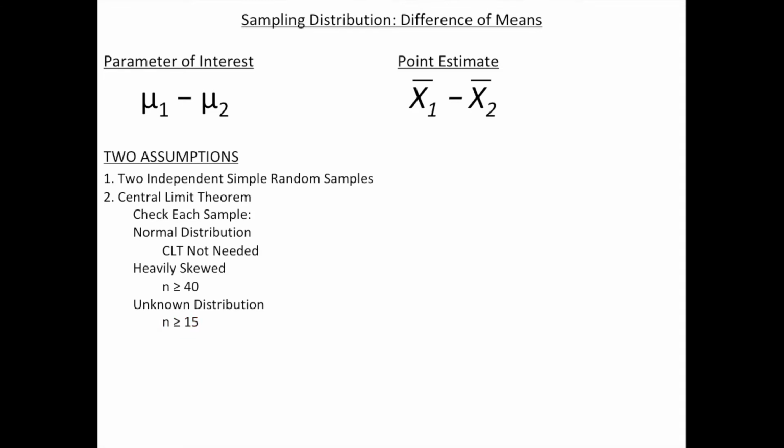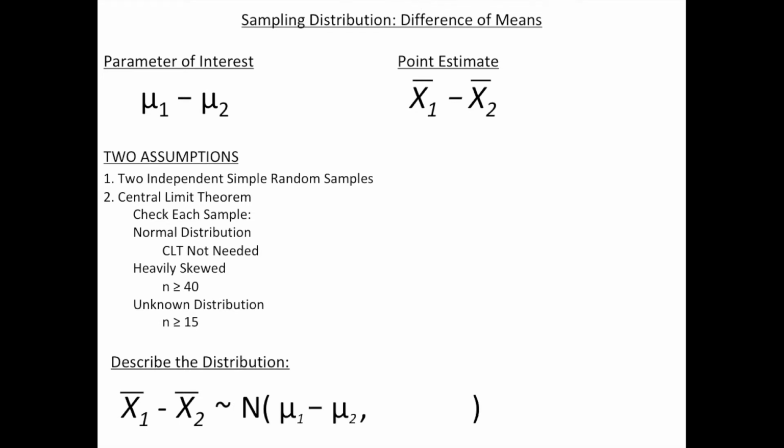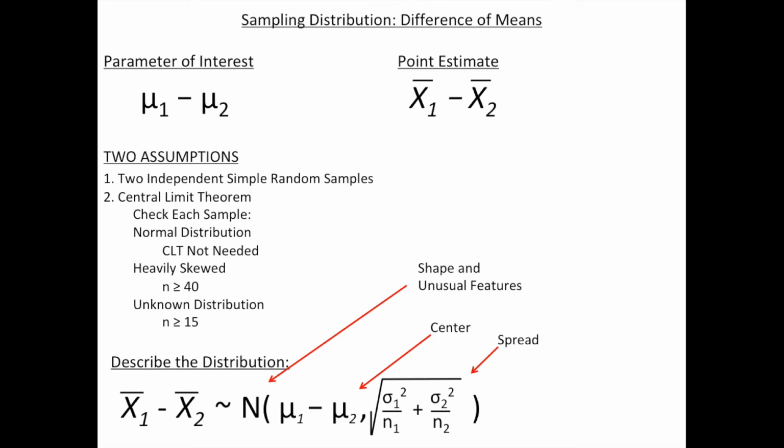Once your assumptions are satisfied, you can then describe the distribution. We use the notation that the point estimate is distributed normally, and you can find your mean and your standard deviation on the formula sheet. Then this notation covers the center, spread, shape, and unusual features, which fully describes the distribution.